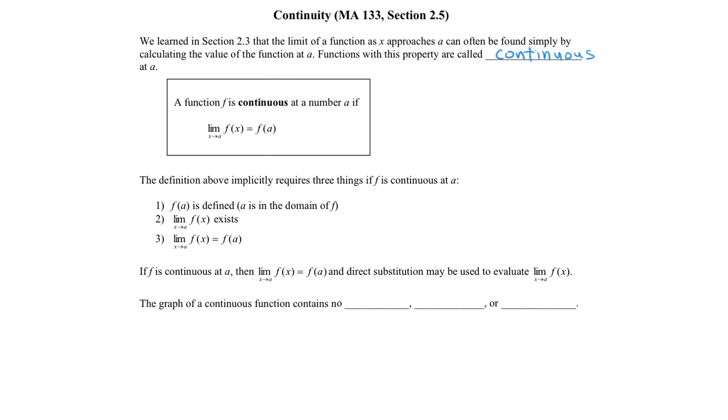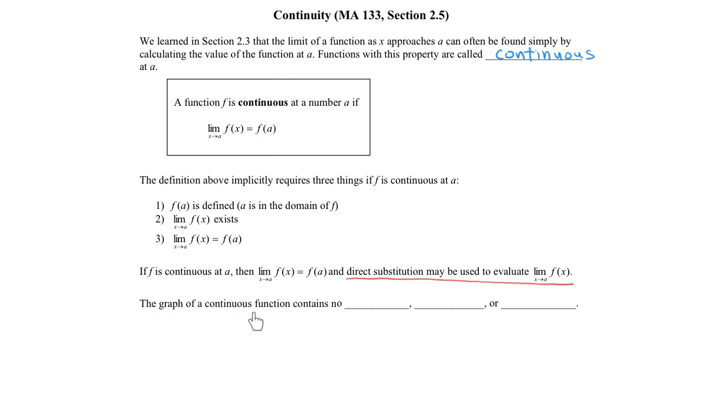So what that means is all we really need to do is just use direct substitution. Direct substitution may be used to evaluate the limit. So we don't have to go through all those limit laws and take a whole lot of time to figure out the limit. All we have to do is substitute this in. So this is really nice. To find the limit, as long as that function that we're evaluating is continuous at a, we don't have to use any limit laws or go through any of that. We can just plug it in with direct substitution, which saves a ton of time.